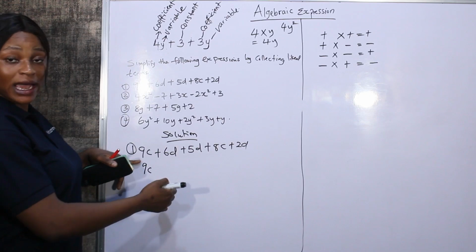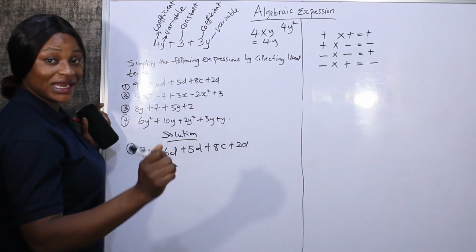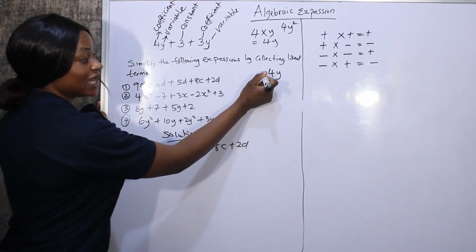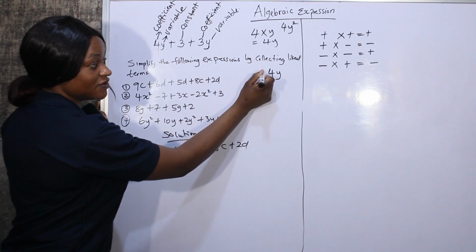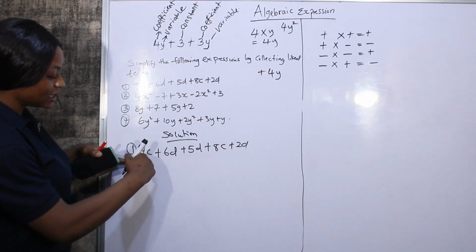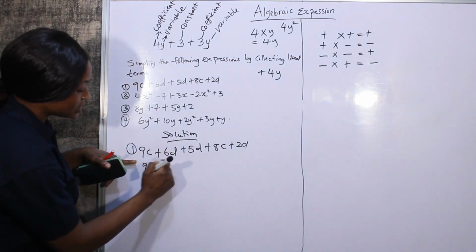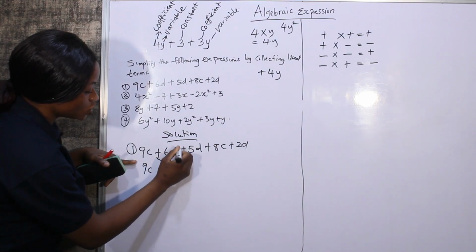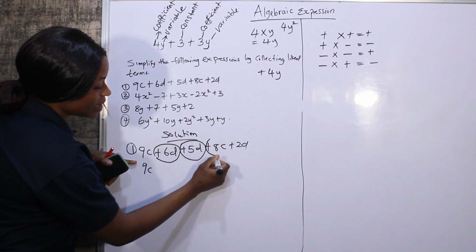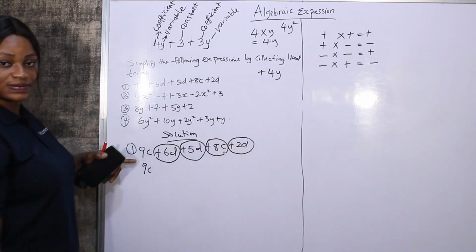9c. Remember, a number takes the sign that is in front of it. Note that any number that is standing alone, for instance, if you have 4y like this, know that the sign in front of it is a positive sign. So here now, 9c, remember it is standing alone, so the sign in front of it is what? Plus sign. So now this sign belongs to 6d, this sign belongs to 5d, this sign here belongs to 8c, and this sign belongs to 2d.